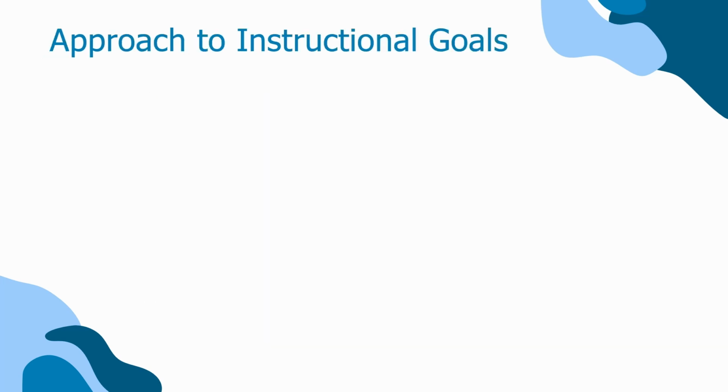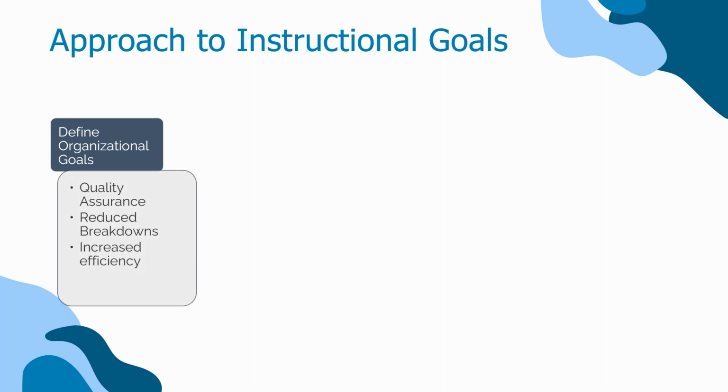So how exactly to understand the goal of the training program? This is a 4-step process which begins with defining organizational goals. These goals can be like ensuring quality assurance for final products, reduced breakdowns, increased efficiency.